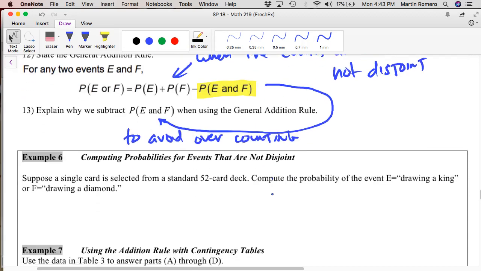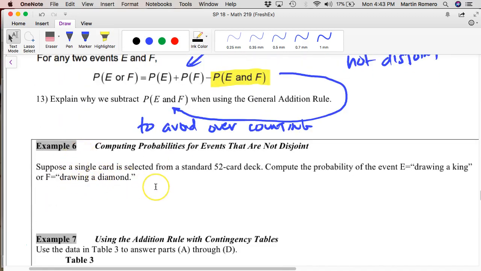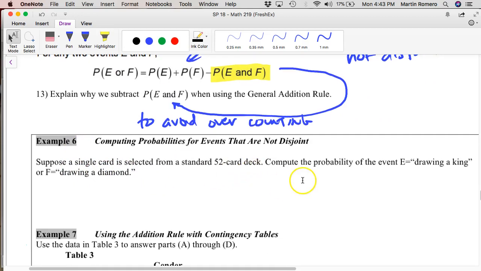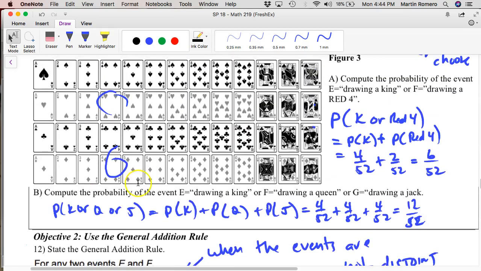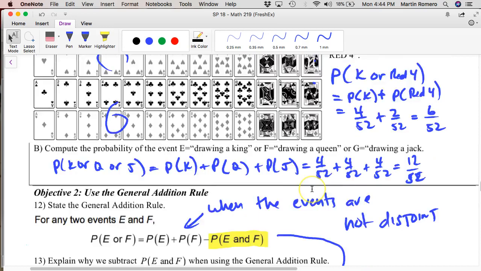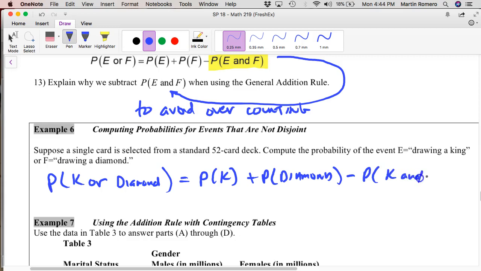Let's do one more example, computing the probabilities for events. Let's go back to this picture here. Suppose a single card is selected from a standard 52 card deck. Compute the probability of choosing a king or drawing a diamond. Drawing a king or a diamond, there's overlap, because there is a king that is a diamond. So there's one card that's overlapped. There's overcounting, so we'll break it up this way: the probability of a king plus the probability of a diamond minus the probability of a king and a diamond.